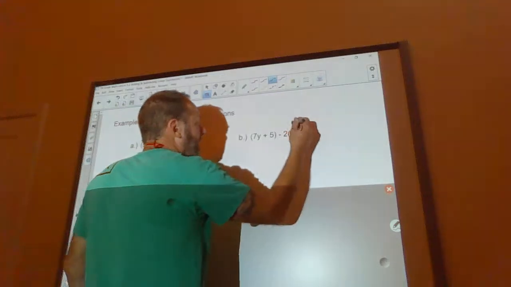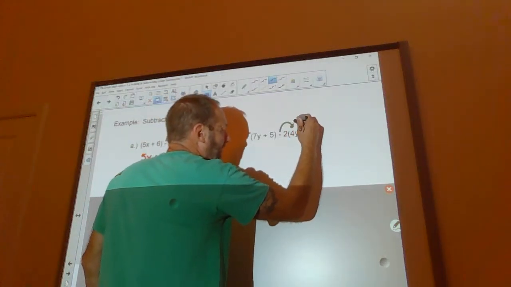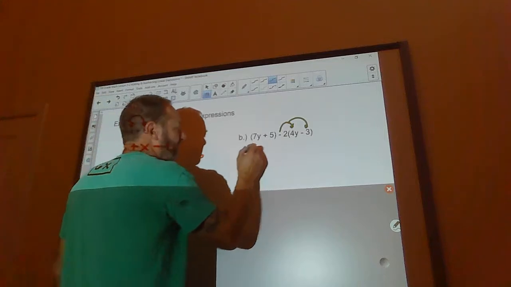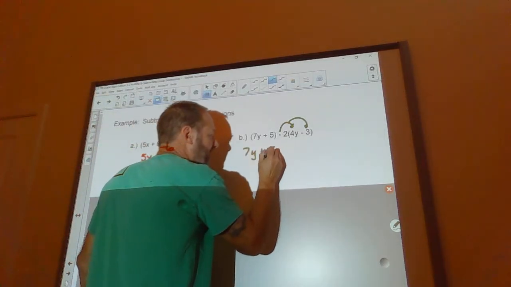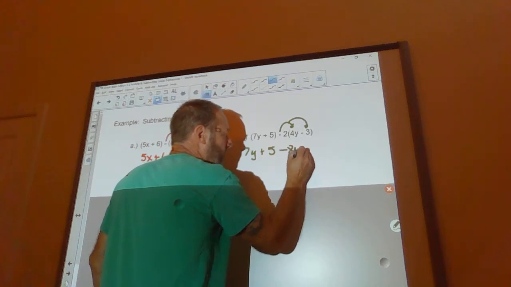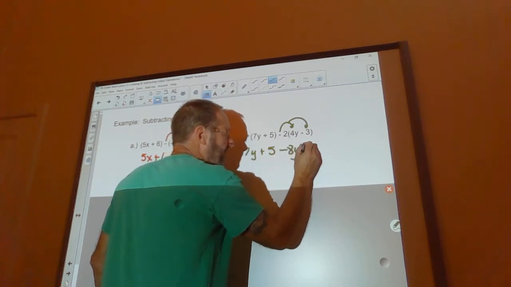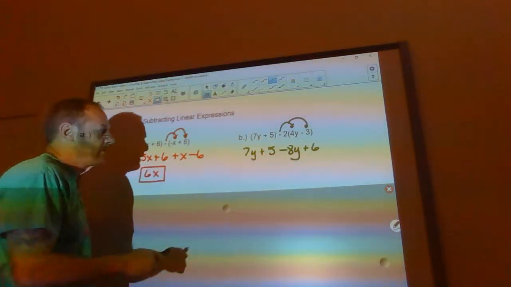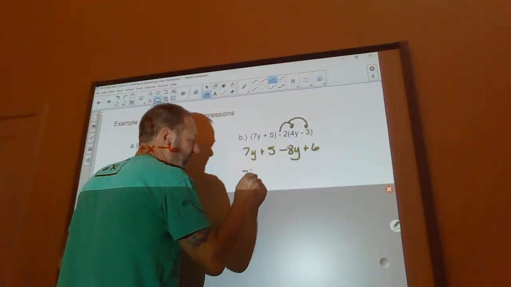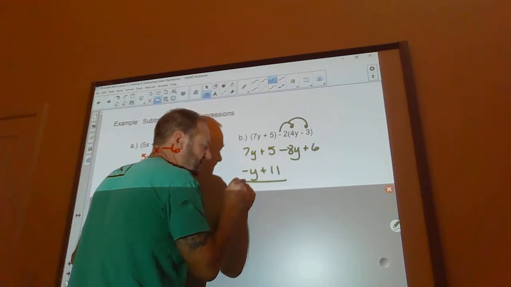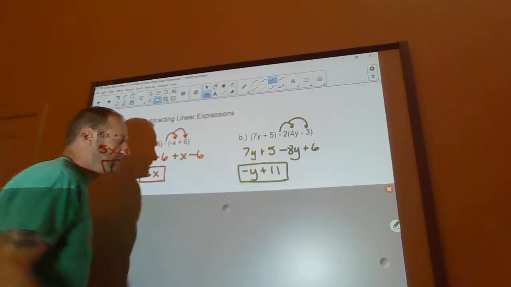Again, over here, distribute negative 2 on this one. So I don't do anything to the front: 7y plus 5. Negative 2 times 4y is going to be negative 8y. And negative 2 times negative 3 is going to be positive 6. Now I combine my y's, it's going to be negative y. And 5 plus 6 is 11. So this is negative y plus 11.